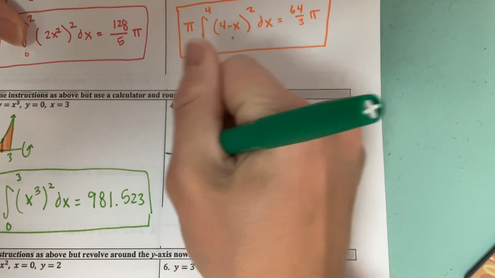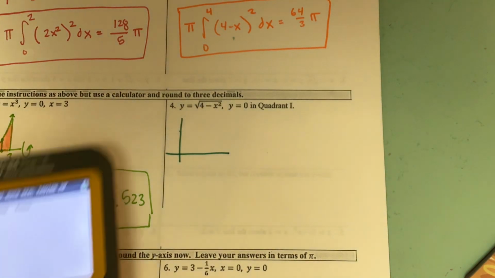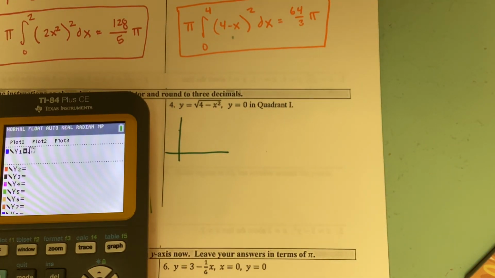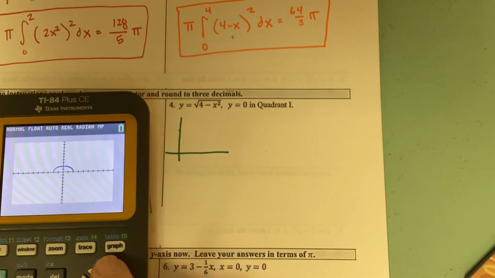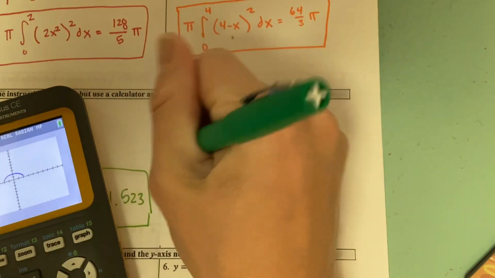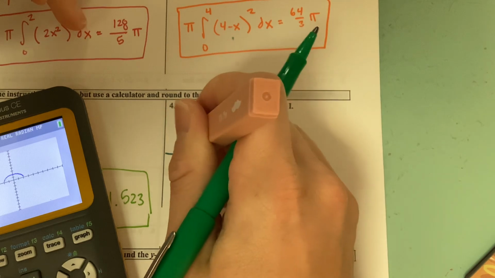Alrighty, next one. Let's type this in just to make sure we know what it looks like, because these are always kind of weird looking. So the square root of 4 minus x squared. Yep, looks kind of like that. And we're just talking about quadrant 1. So we're just talking about this little part right here.